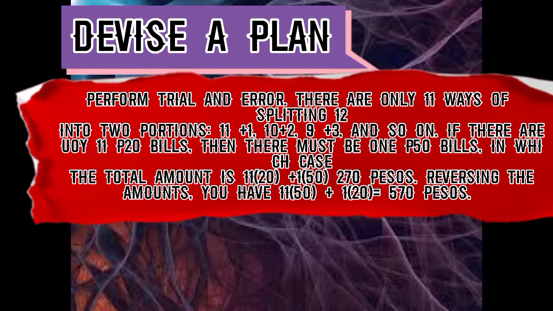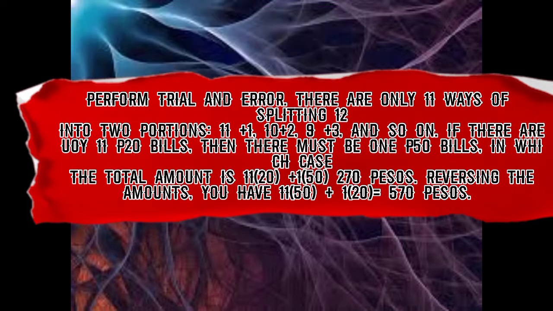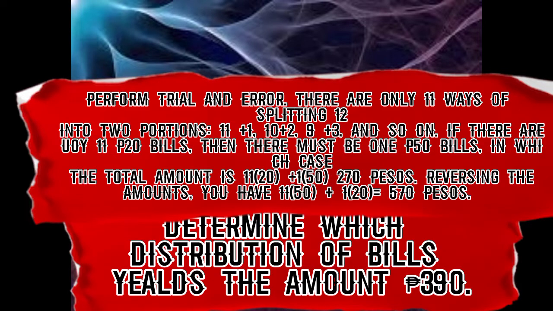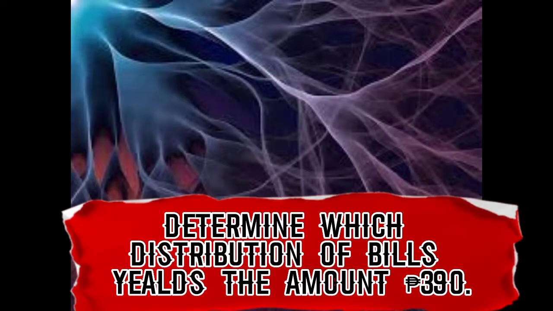11 plus 1, 10 plus 2, 9 plus 3, and so on. If there are 11 20-peso bills, then there must be 1 50-peso bill, in which case the total amount is 11 times 20 plus 1 times 50 equals 270 pesos. Reversing the amounts, you have 11 times 50 plus 1 times 20 equals 570 pesos. Determine which distribution of bills yields the amount of 390 pesos.